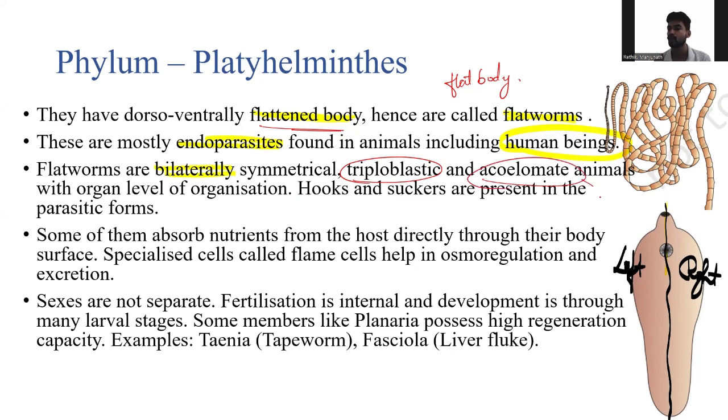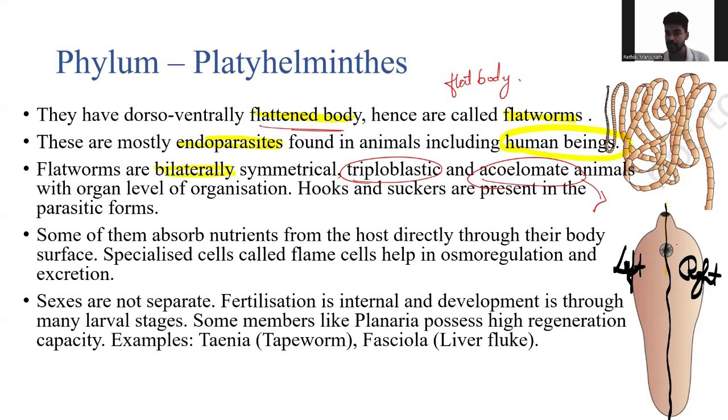Acoelomates, pseudocoelomates. So you know, right? What do you mean by acoelomates? The cavity is absent, so they are called acoelomates. What about triploblastic animals? Triploblastic means that in between the ectoderm and endoderm, mesoderm will be present. So this kind of characterization is seen in this animal.